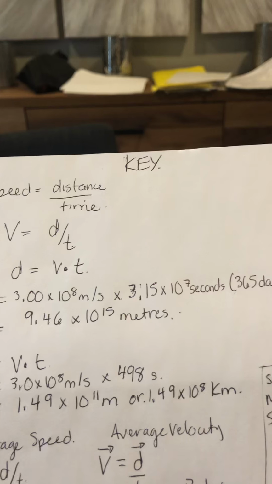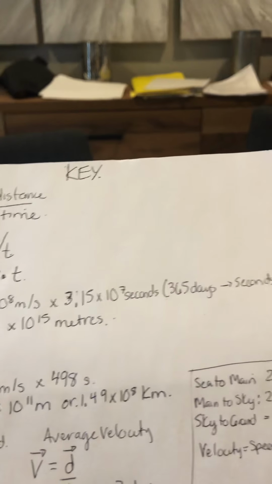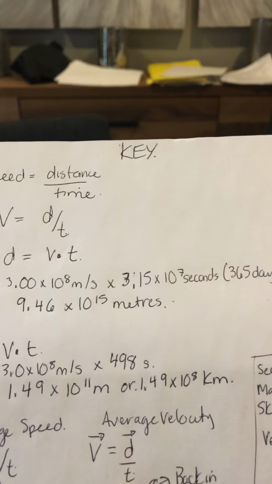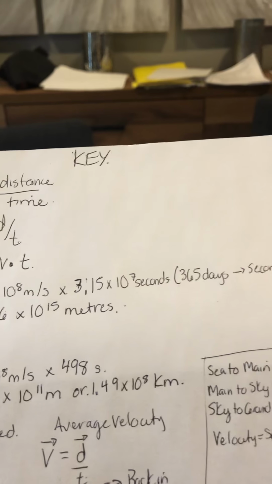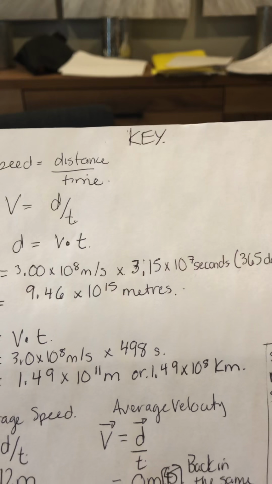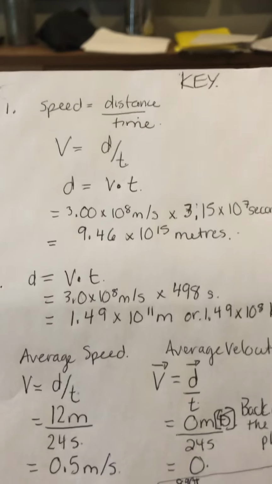And the only real issue with these ones is that they're big numbers, right? So what I did was I used the speed of light, and then I converted the 365 days to seconds, and that's how many meters I got. You may have had a different unit in your answer, so your number might be slightly different.